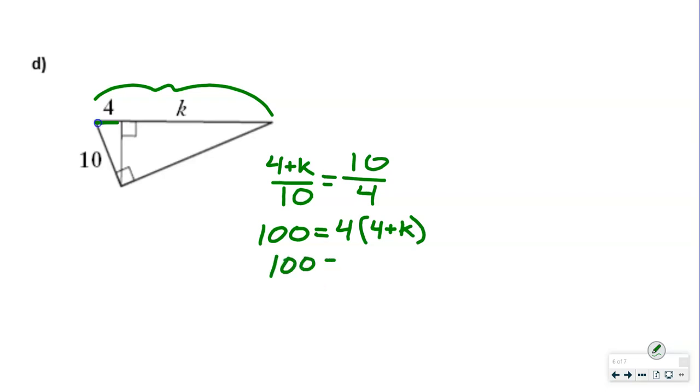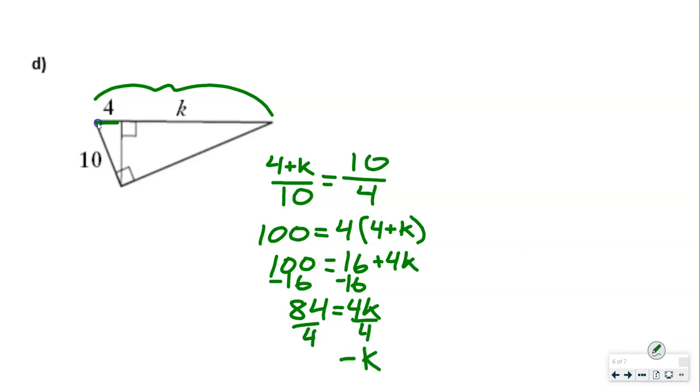So we get 100 equals 16 plus 4k. Subtract 16 on both sides, working to get k by itself. That gives me 84 equals 4k. And then, last step, divide by 4. So k equals 21.